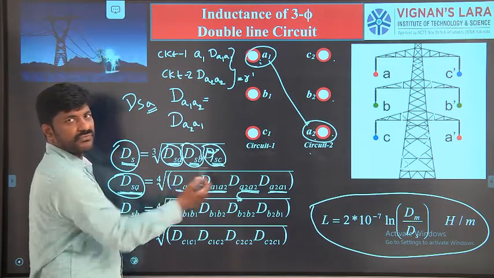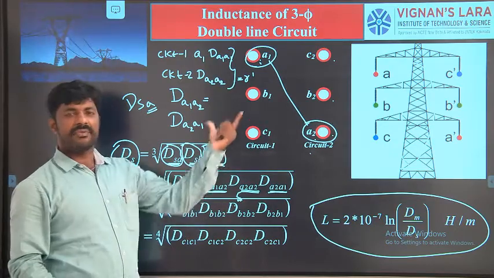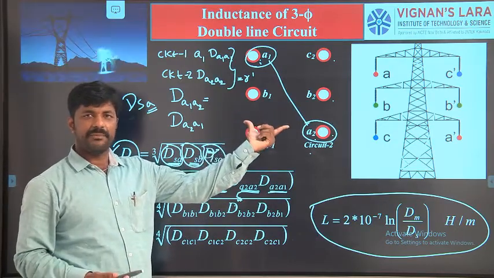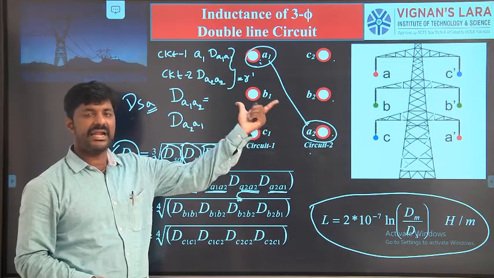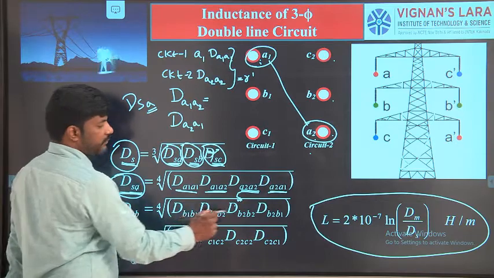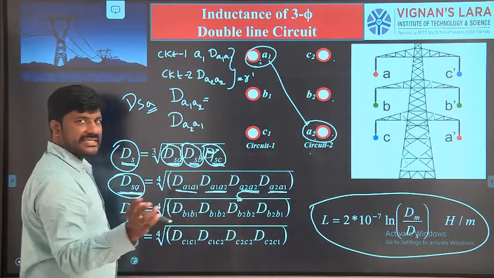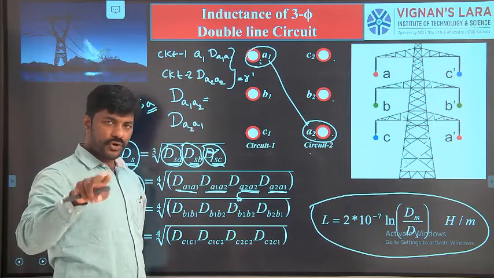That is 4th root of whole, to the power 1 by 4. The same reasoning will be applicable for the phases C and B also. Coming to B, if you check it, all the 4 terms are multiplied, whole to the power 1 by 4. Then what are the 4 terms? Self GMDs of its own conductors.